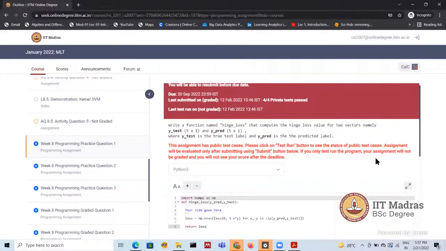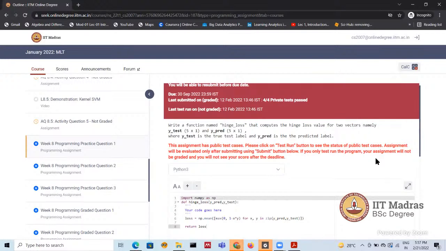Not vector sum. So I just used np.min, right? Min, max, or whatever. np.min of 0 and 1 minus y pred, whatever the extra t, right? Basically either 0 or 1 minus t. So you're doing a vectorized version of this calculation. That is what you mean. Yeah, right? And that did not pass. Okay, so it's the same case.